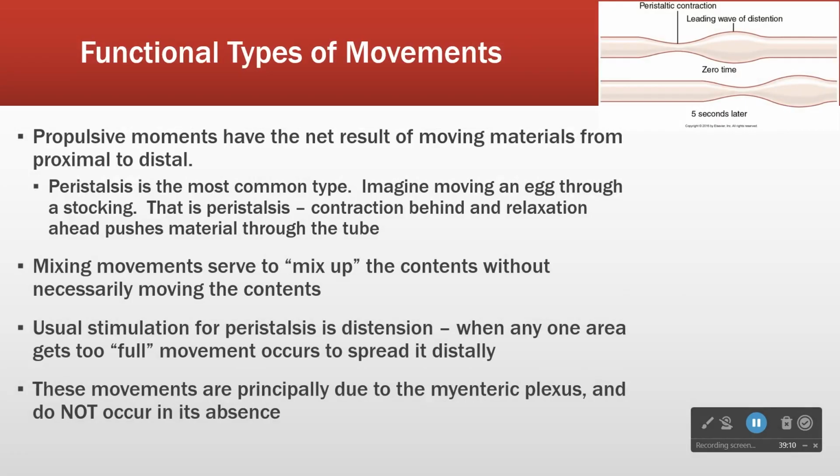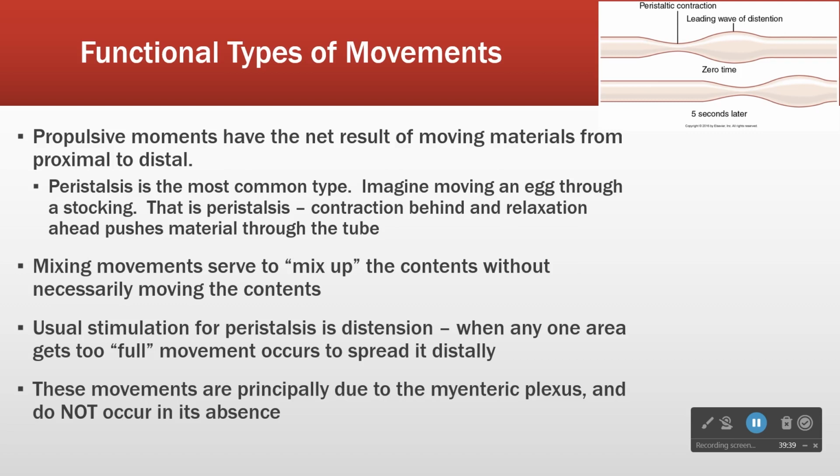Okay, so motility. We must move things from mouth to anus if we're going to have digestion occur. So we have various kinds of motions that occur. We have propulsive motions, right? Propulsion is moving forward, right? So we're moving materials from proximal to distal. Peristalsis is the most common form of this.